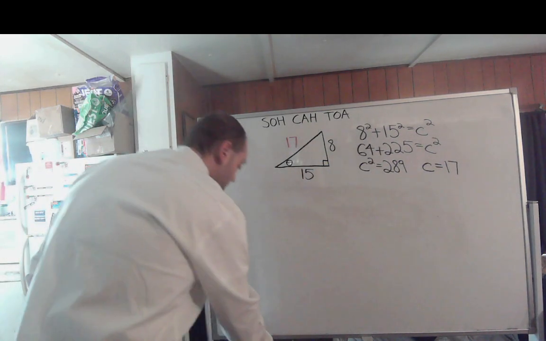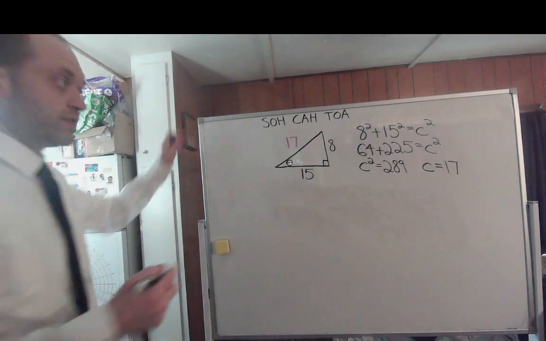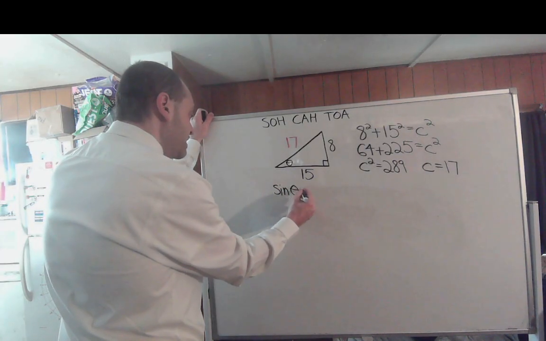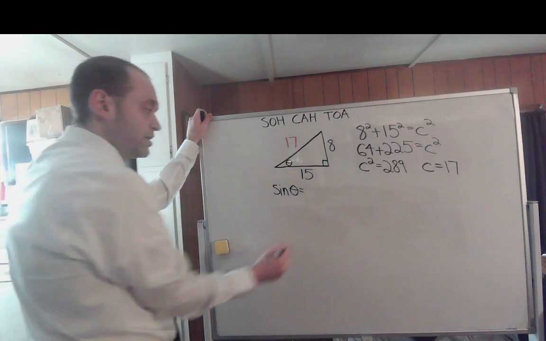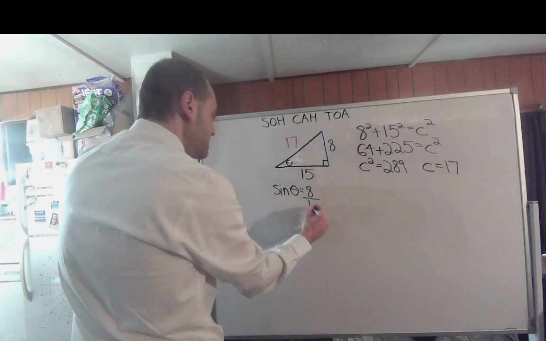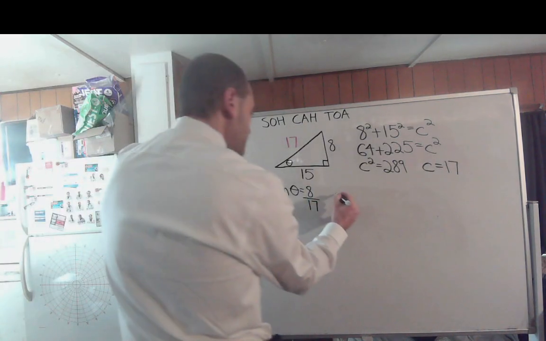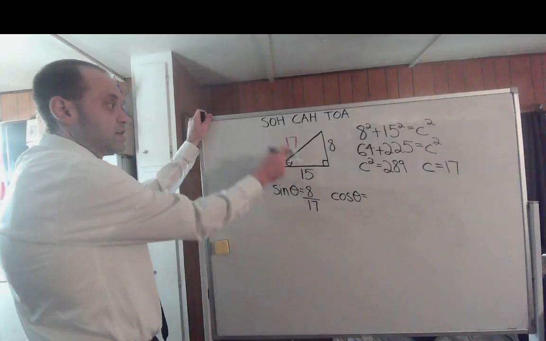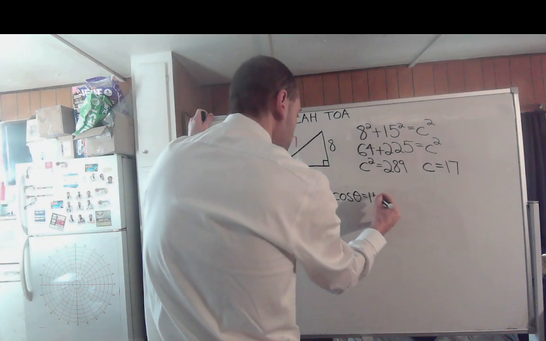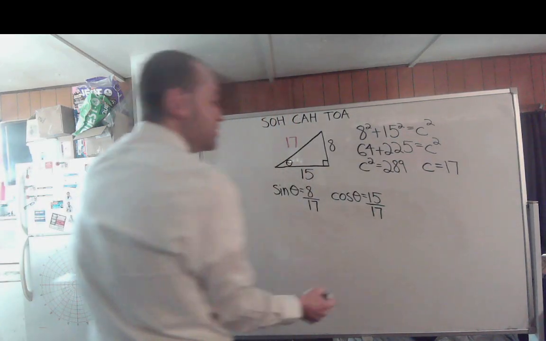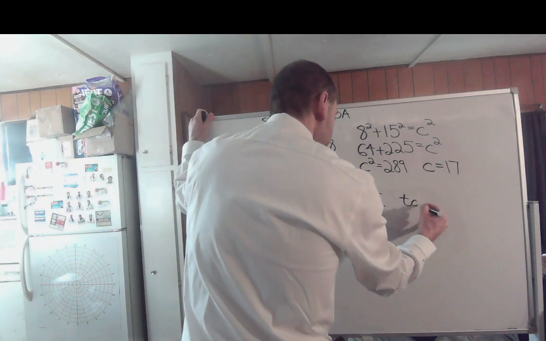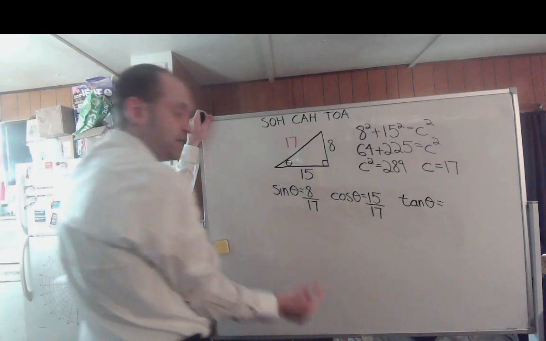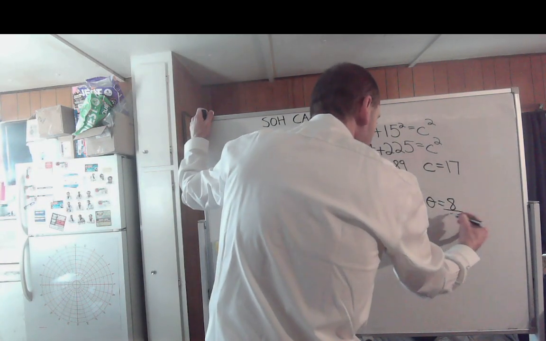Now we can proceed to finding the 6 trig functions. We'll start with the sine again. So the sine of theta equals the opposite over the hypotenuse, so that would be 8 over 17. Now let's find the cosine of theta. Cosine of theta is the adjacent leg over the hypotenuse, so that would be 15 over 17. And then now let's find the tangent. The tangent of theta would be the opposite leg over the adjacent leg, so that would be 8 over 15.